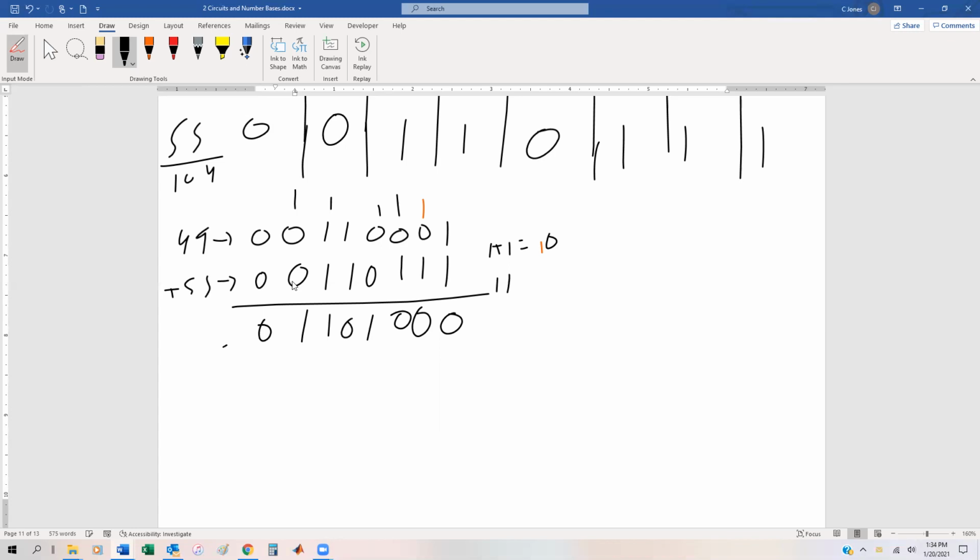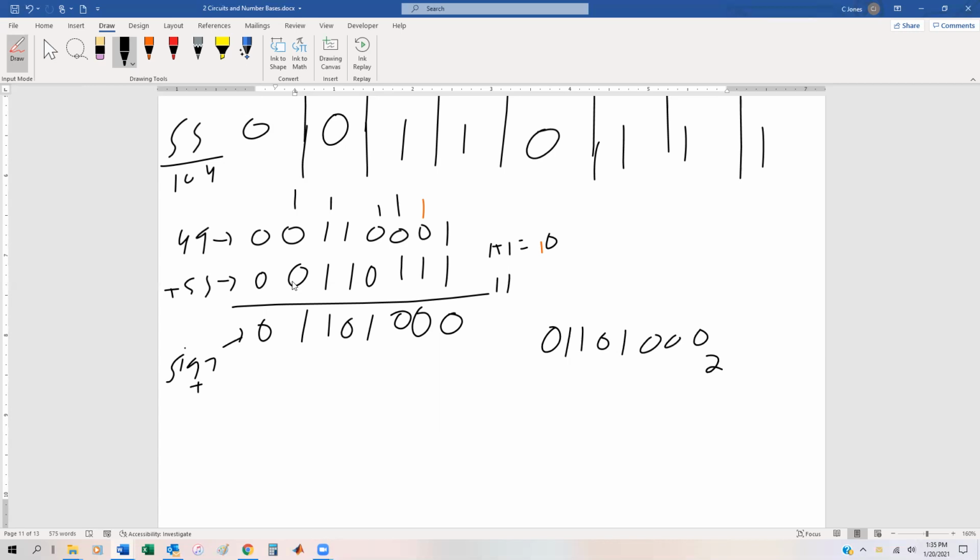All right, so this is our sign bit. And the sign is positive, so that means we don't have to take the 2's complement. So our answer right now is 0110100 in base 2. But does that equal 104? That's the question. All right, so let's see if it does.